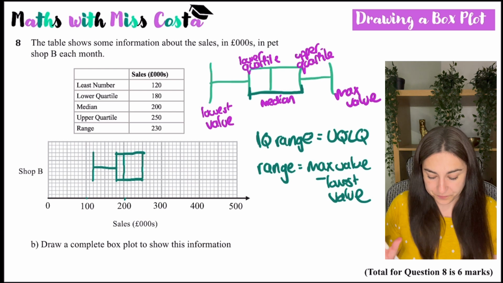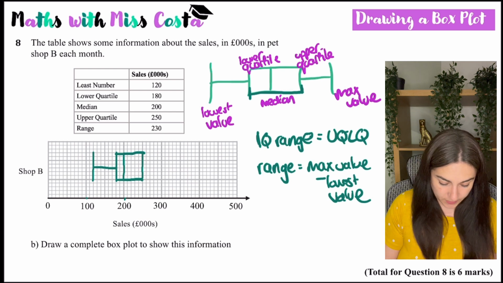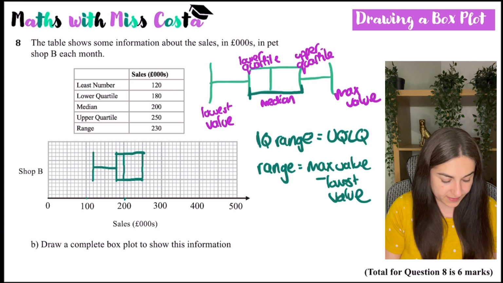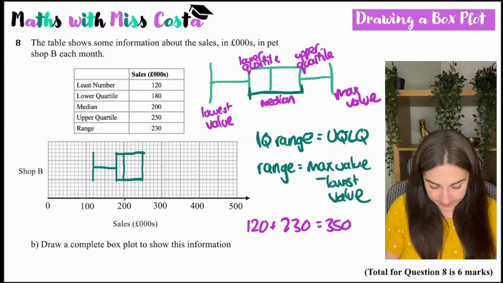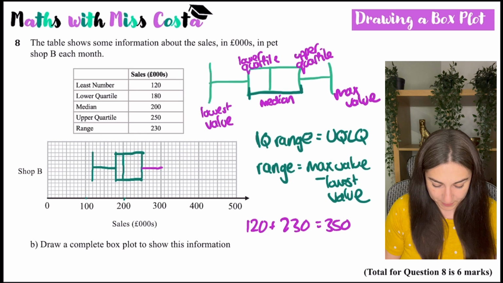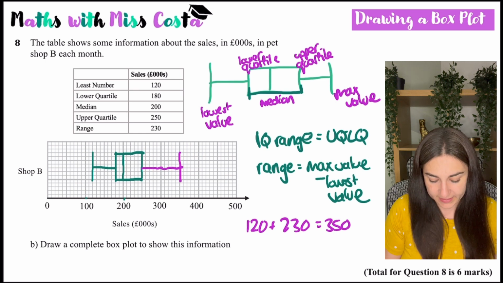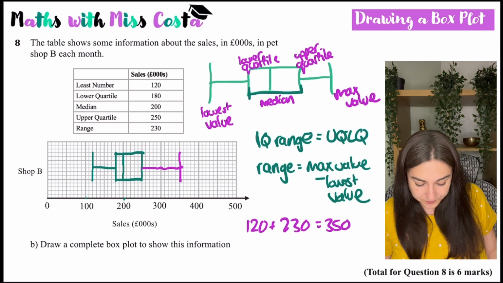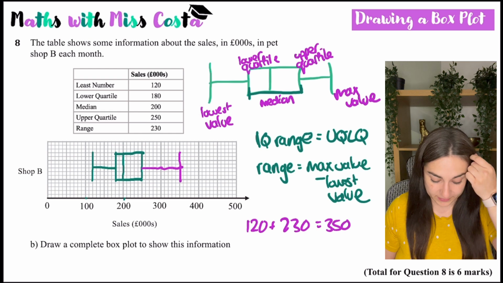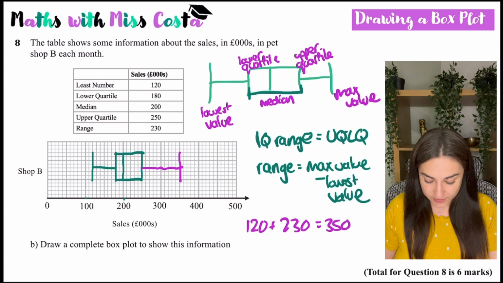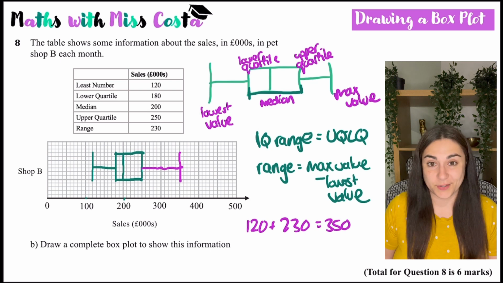So I know that the lowest value, which is 120, plus the range, 230. So 120 plus 230 is 350. And that tells me what the maximum value is. So I can complete my box plot like that. And that's how I'd do that. You don't need to label them saying lower quartile and upper quartile and everything else, but just be mindful of the scale and double check it. Is the total range 230? Well, 350 take 120 is 230.